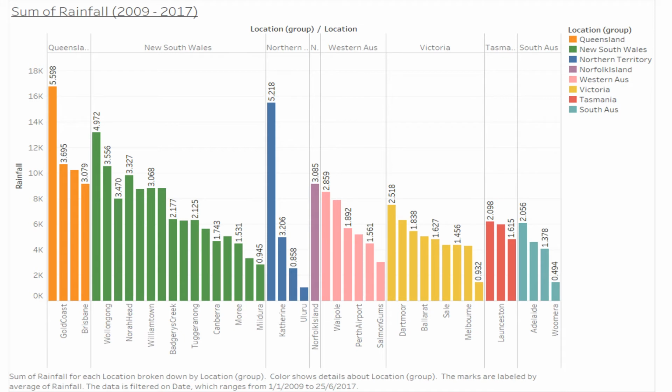Then we analyze the rainfall volume in Australia. This bar chart visualizes the average rainfall volume from year 2009 to year 2017 across cities in Australia. However, the 40 over cities are grouped according to Australia's state by color hue, as too many colors may make our visualization complicated and not effective. In this visualization, we notice that Queensland has exceptional rainfall amount compared to locations from the other states.